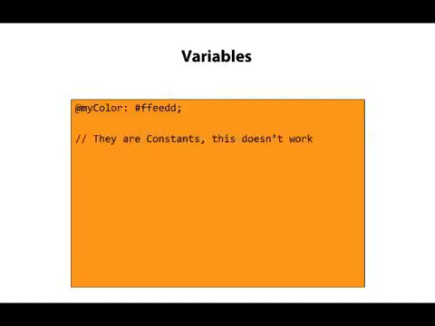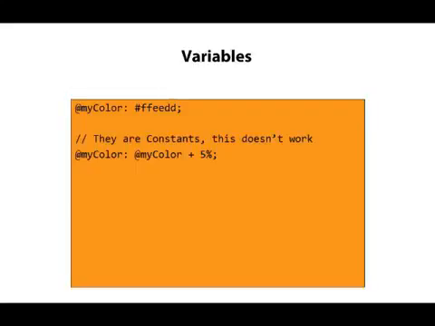Variables, unlike the way you think about them in traditional programming, are constants. So redefining a color using another value doesn't actually do anything. The @my-color will continue to represent the FFEEDD color. No matter how much you try to assign it, it's not going to be reassigned. That's why there isn't an equals in less. It's simply an assignment, and a single-use assignment.